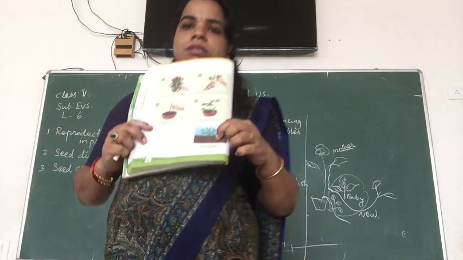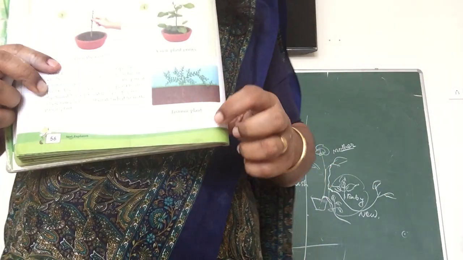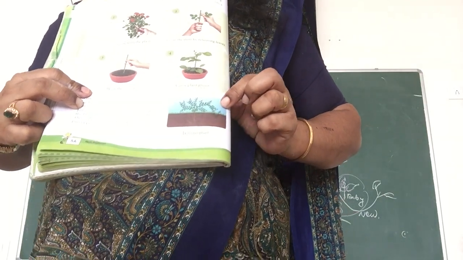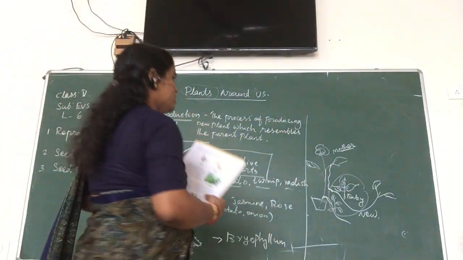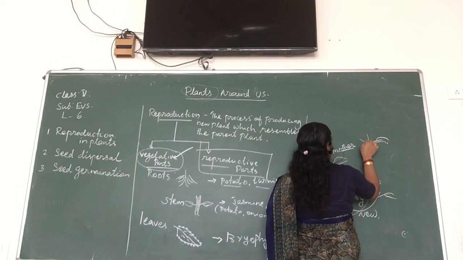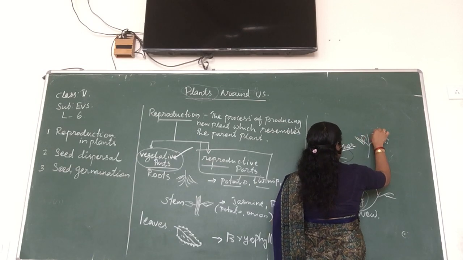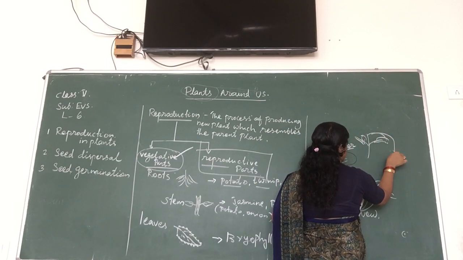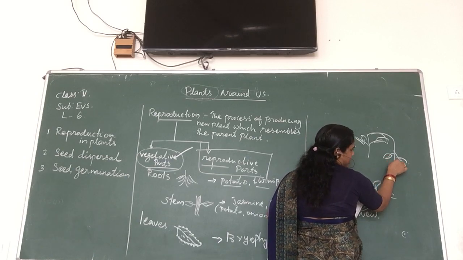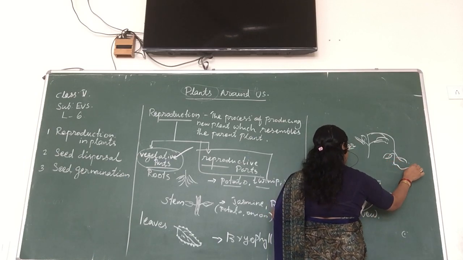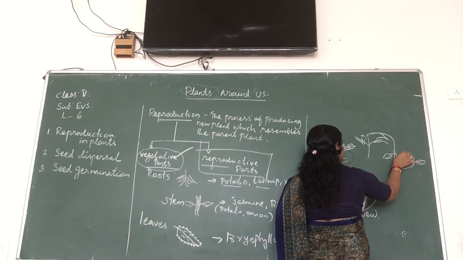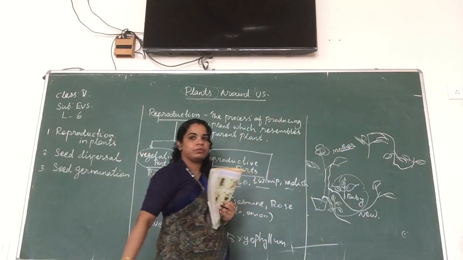Okay, next one, look at this picture. Even if the branches or stem are moving downside and get attached to the mud, from there the new plant starts to grow. Suppose this one is a jasmine plant, and here leaves are also there, and this is attached inside here, and from this place a new plant starts to grow.